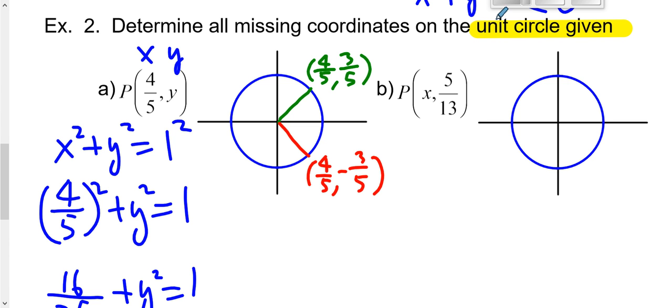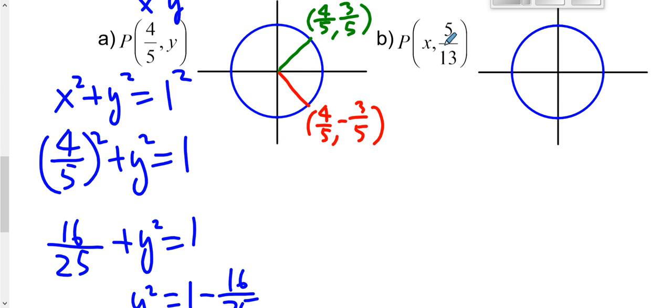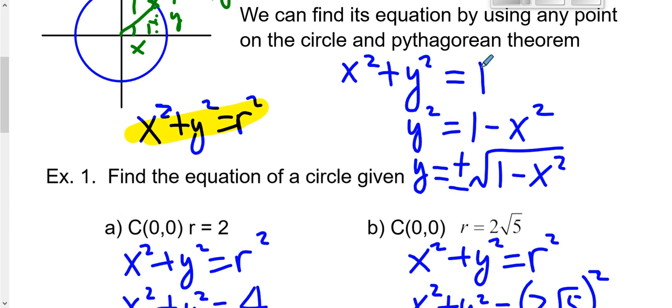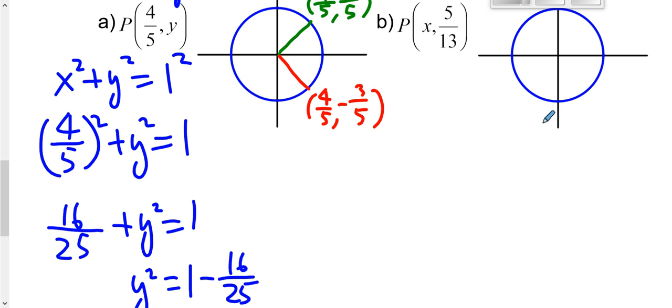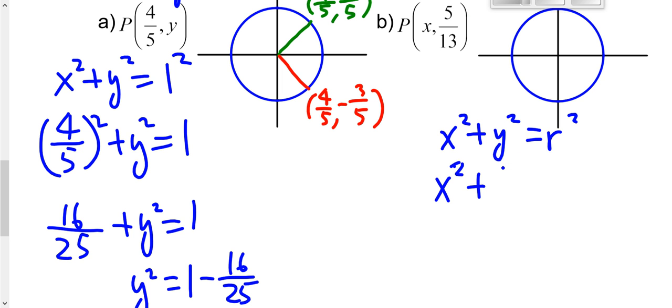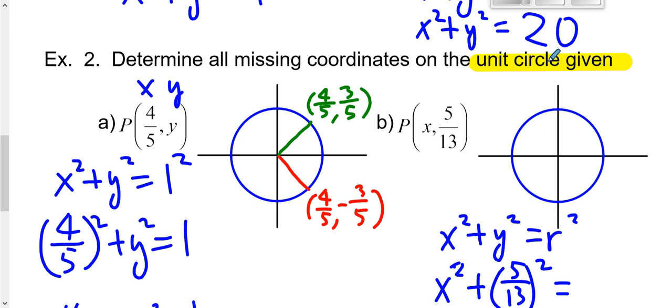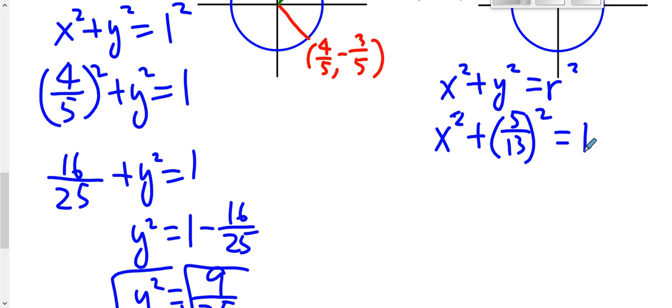Let's do another one. Okay, x and 5/13. Find the missing value, in this case x. So we are going to do the same thing. We have a circle and this kind of stuff. So I'm not going to go over this, but at least we know that the equation for this circle is going to be x squared plus y squared equals r squared. This is x. x is still x, we don't know that. And then what's my y? 5/13 squared equals, in this case r is the radius because it is a unit circle, so 1 squared if you want.